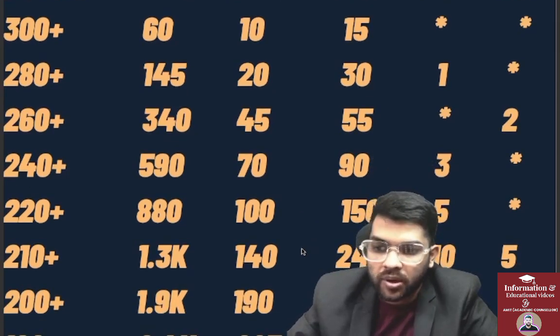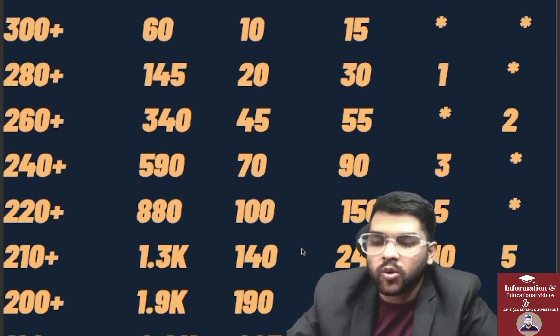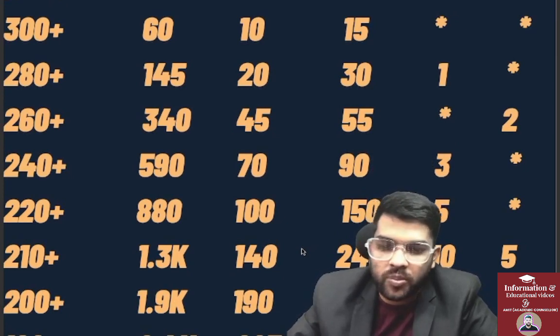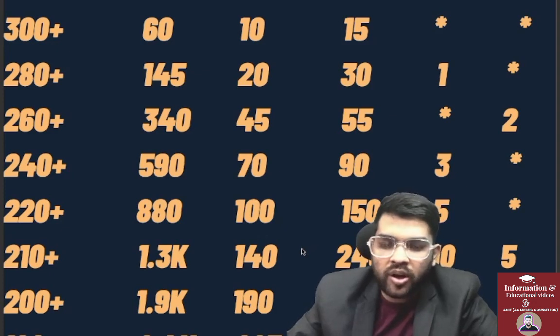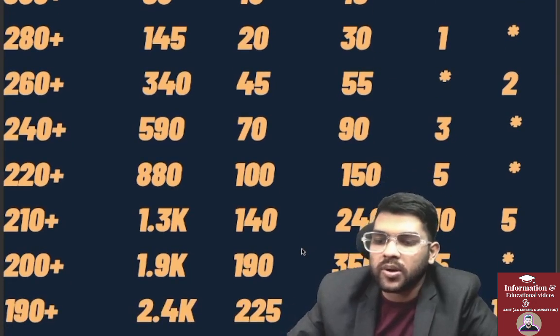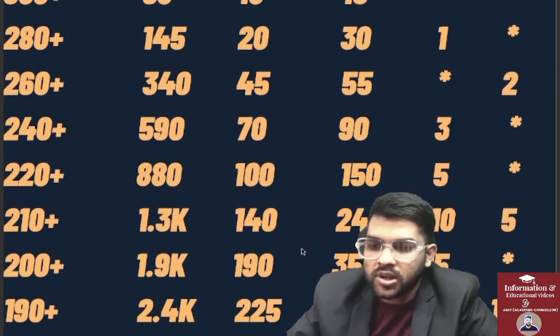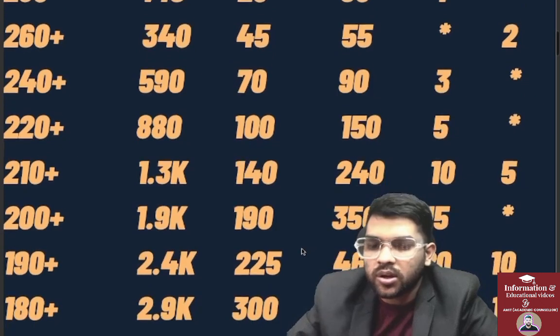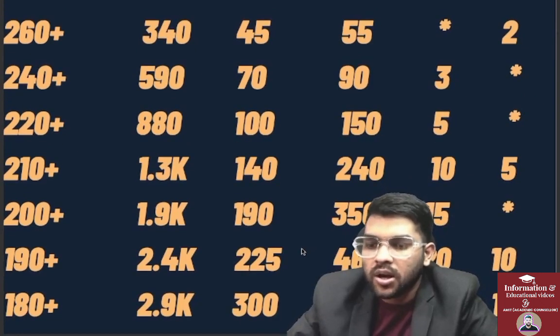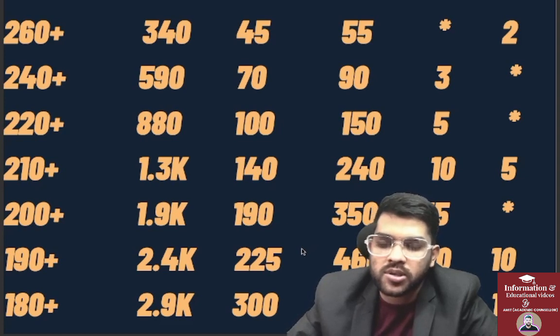And for SC, under 5 rank for sure. For 210 plus, 1,300 for general, 140 for EWS, 240 for OBC, under this you will get the rank. And for SC 10, ST 5. For 200 plus, 1,900 for general, 190 for EWS, 350 for OBC, that is less than that, and 15 for SC category. For 190 plus, under 2,400 for general, under 225 for EWS, under 460 for OBC, under 20 for SC, and under 10 for ST category.